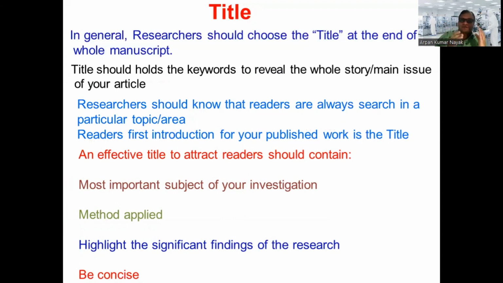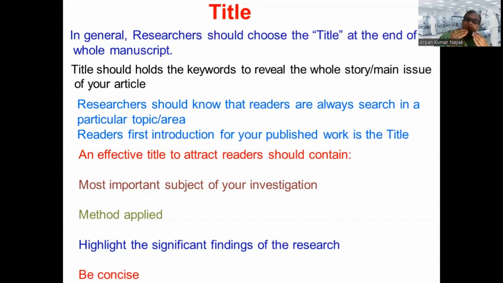So that when a reader searches, your manuscript or your published article will come up. So to make an attractive title, researchers should follow, or the title should contain the things that must be contained so that it will be a good title or an attractive title. The most important part is the topic of your investigation. So you have to take a few keywords from the topic of your investigation.